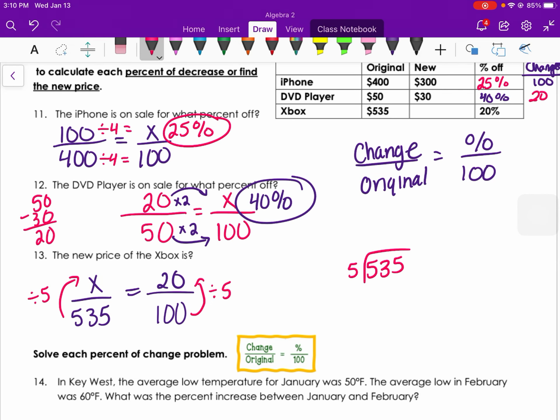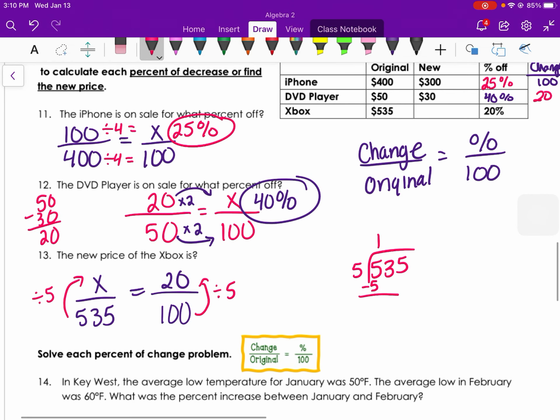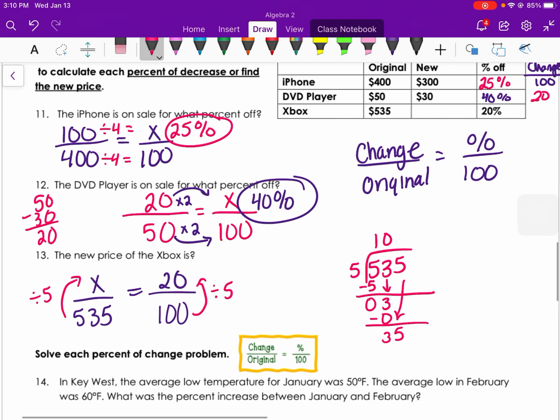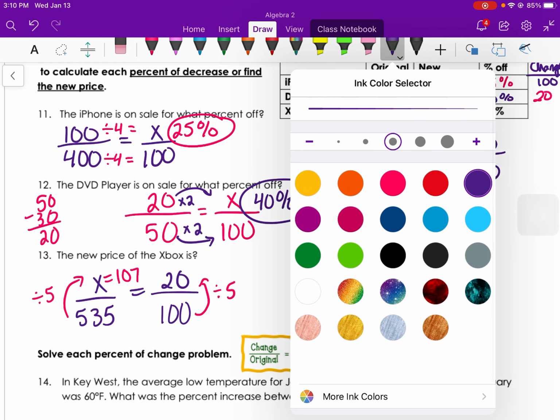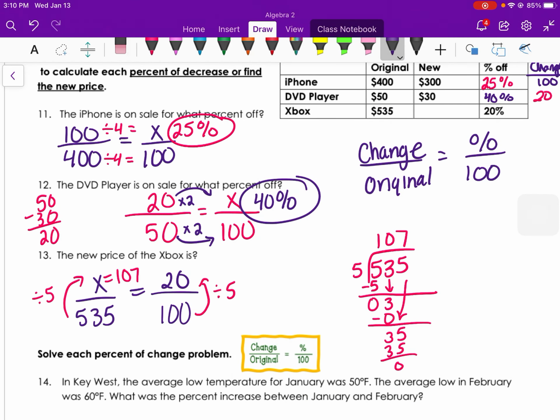535 divided by 5, 5 goes into 5 one time, and then we would subtract, bring down the 3. 5 goes into 3 0 times. So 0, bring down the 5. 5 goes into 35 7 times, and that's 35. So it's $107 would be the change in price. That is not your new price though. That is how much you would get off if buying it.